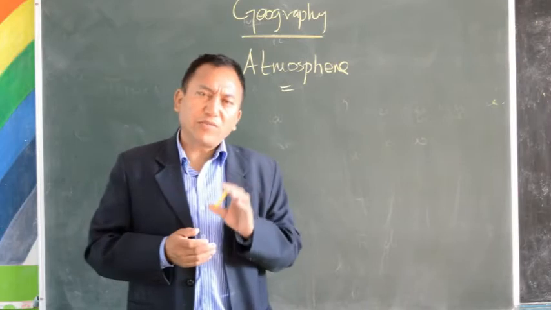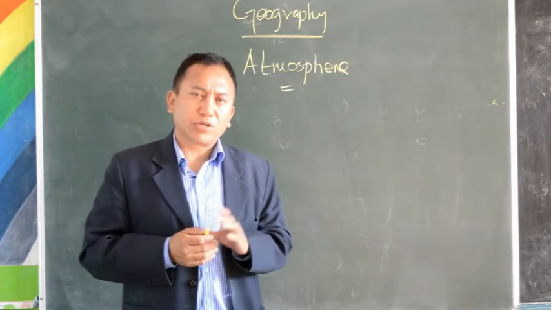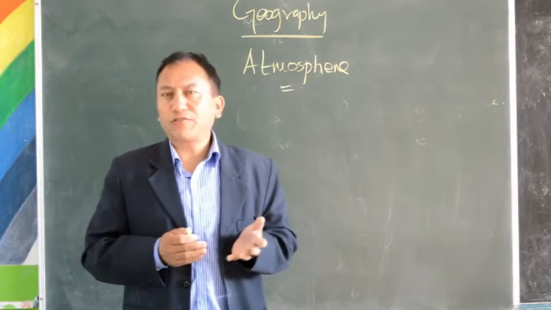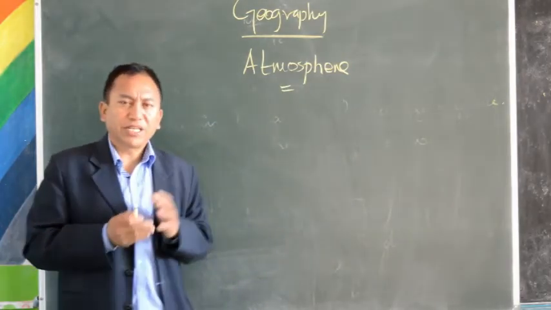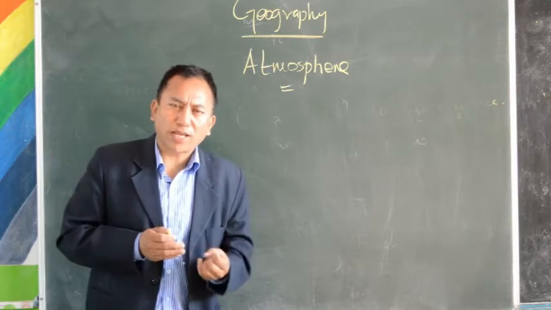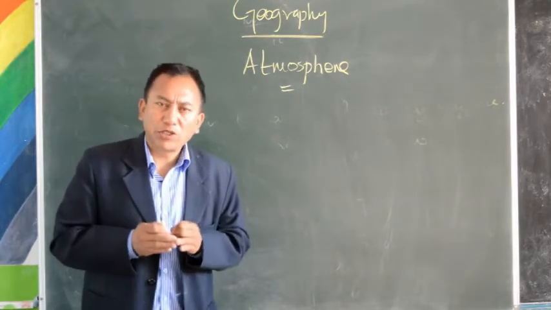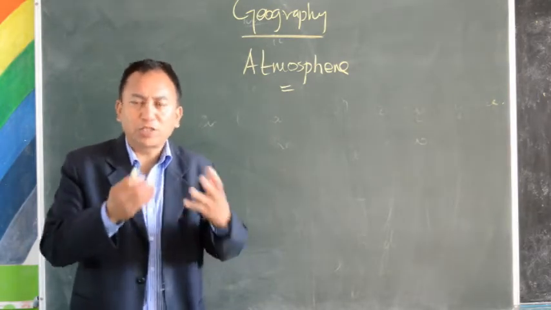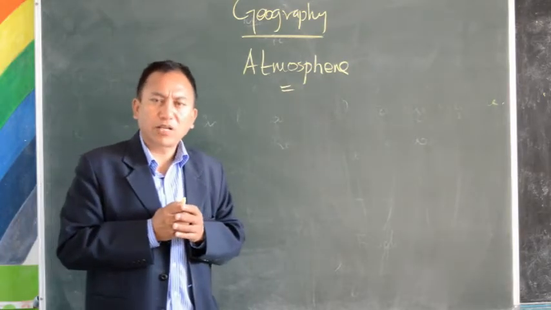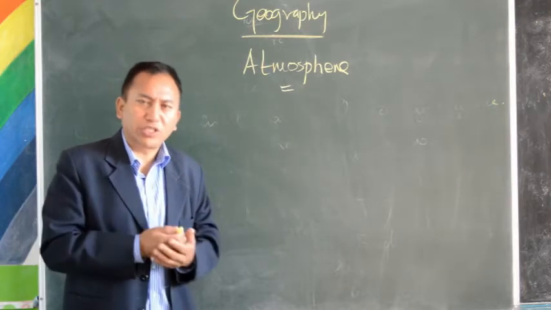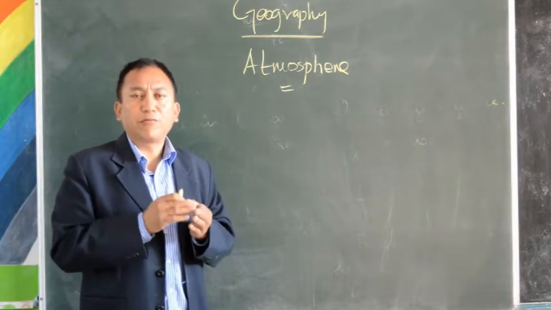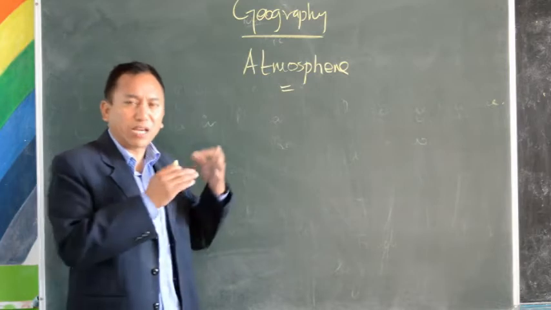Now, the atmosphere is very, very important to all of us because of various reasons. Firstly, it provides us oxygen, which is so very important for our existence. It gives carbon dioxide, which is so very important for the existence of plant life. It also helps in the weather changes that take place on the Earth's surface. So the different weather changes are because of the atmosphere.